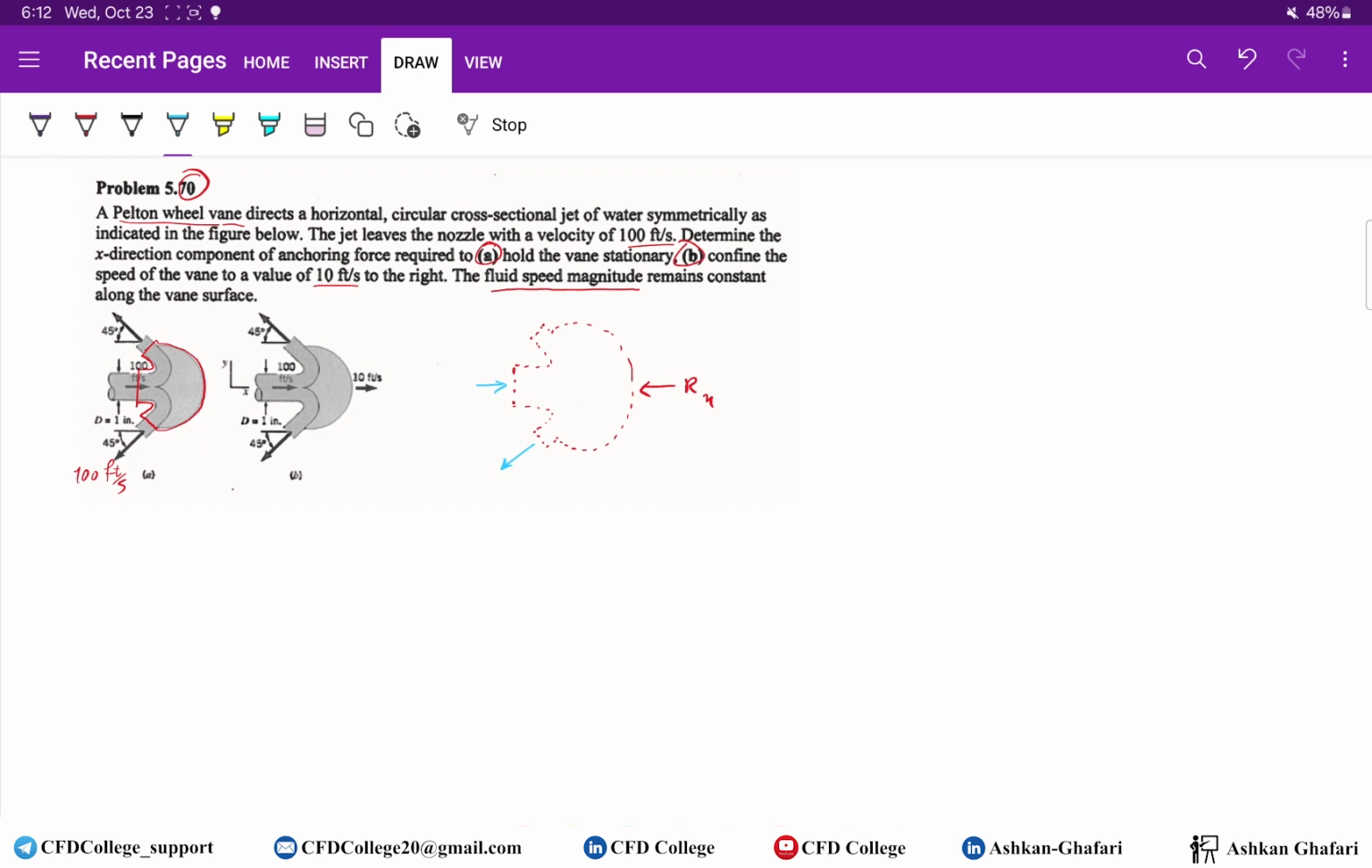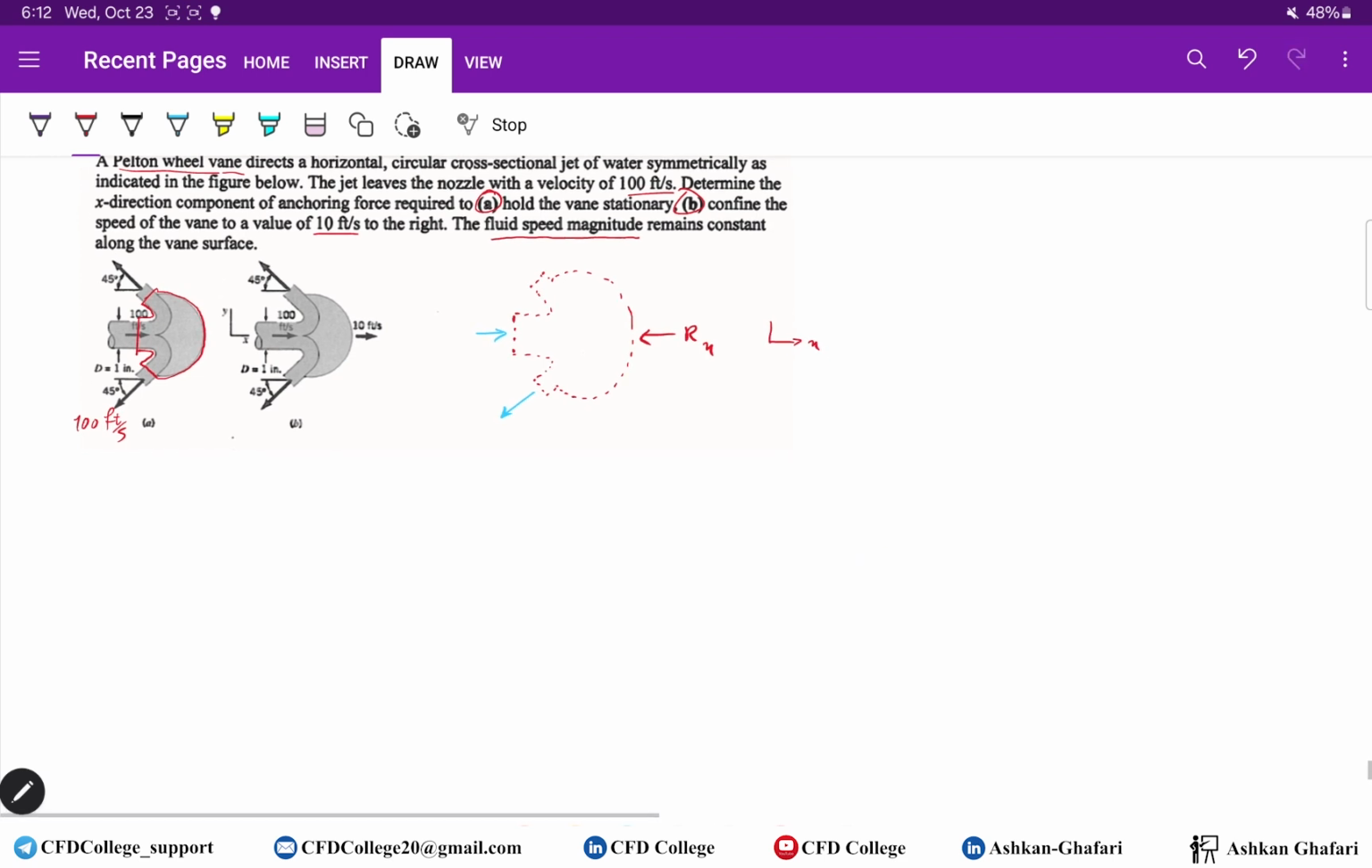Okay, let's solve part A. Okay, what do we need? The second step is to define the x-axis. And here we have V1, here we have V2.